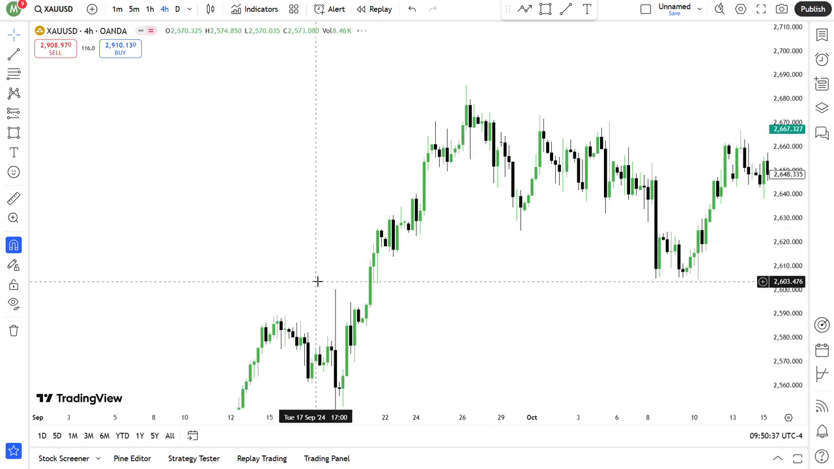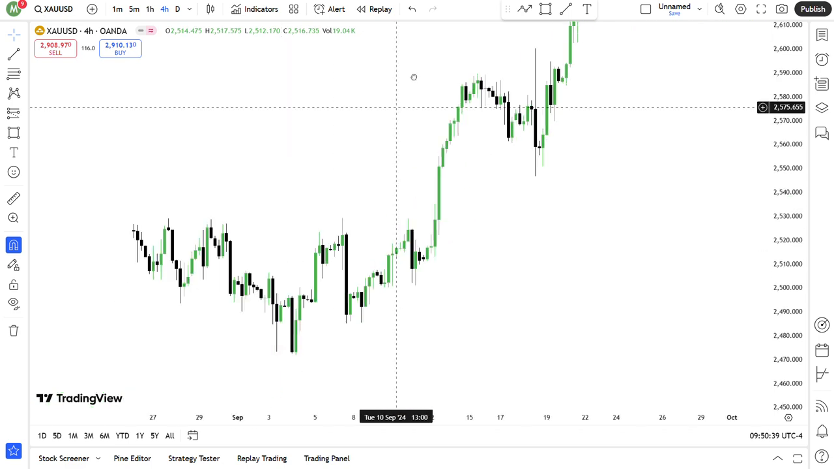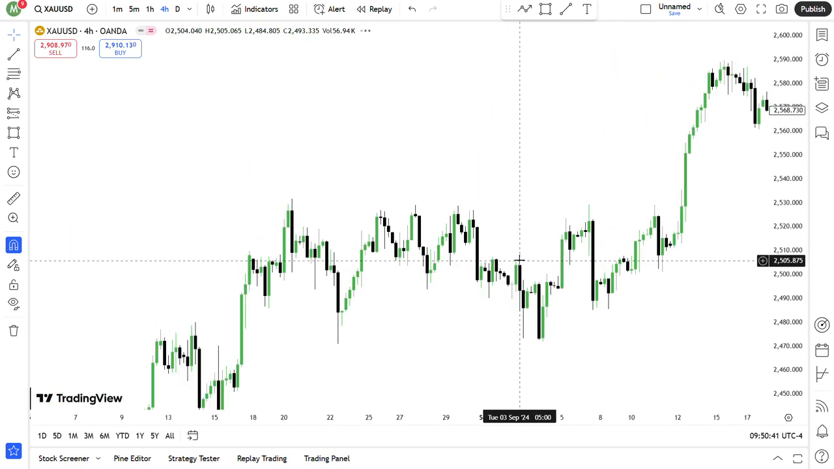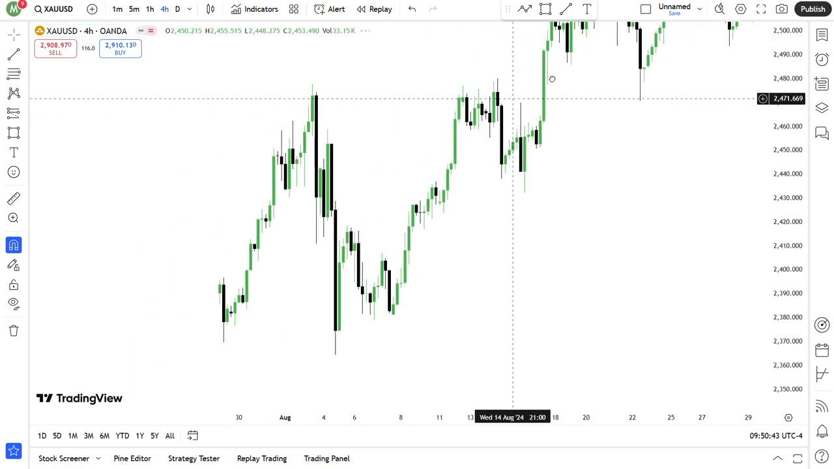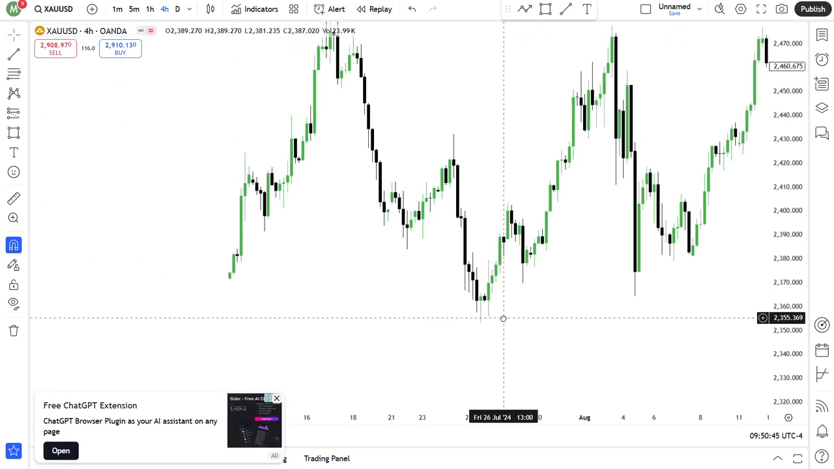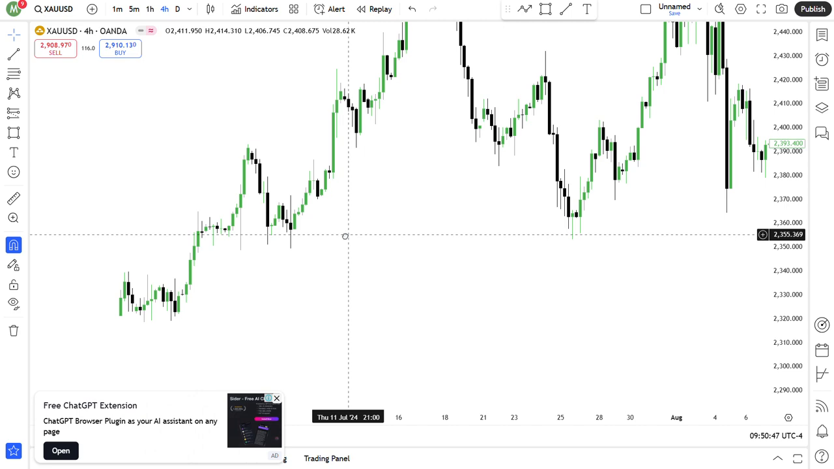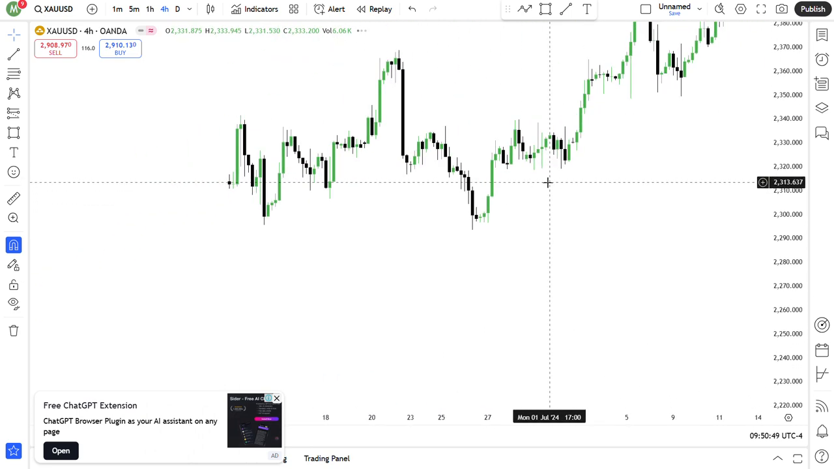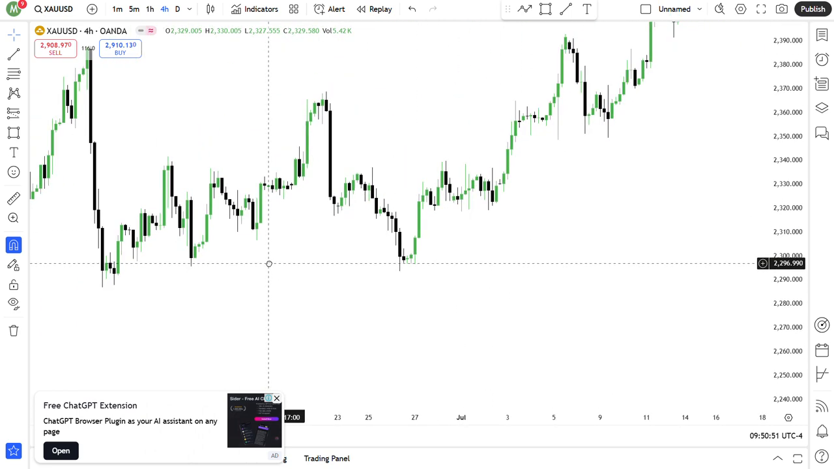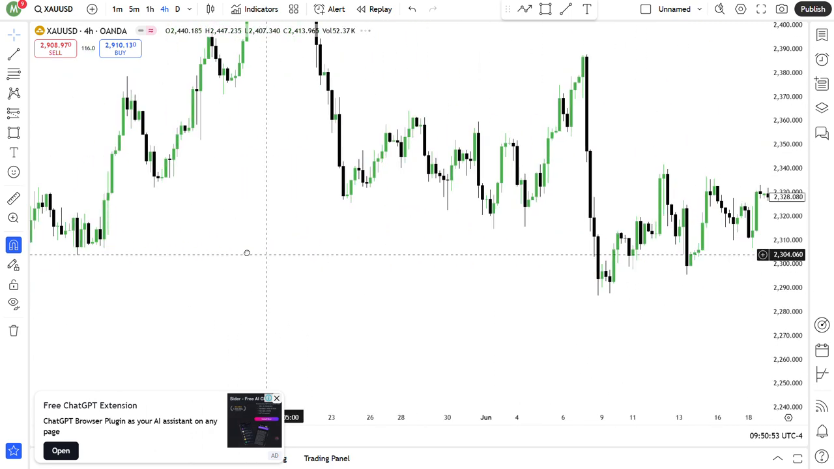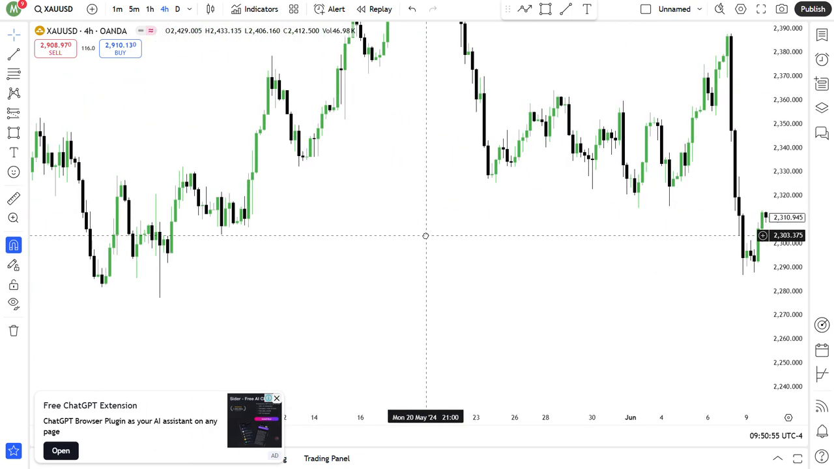Okay, next we are going to see the sell side liquidity. You need to find the key reversal point where the market gets a retrace. No, it's not the proper one. Okay, it's improper.